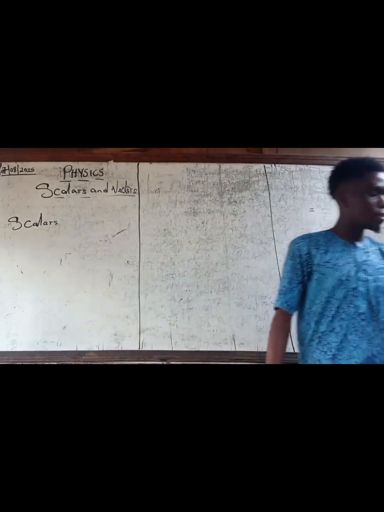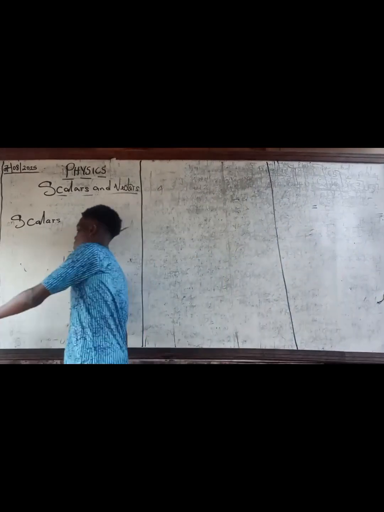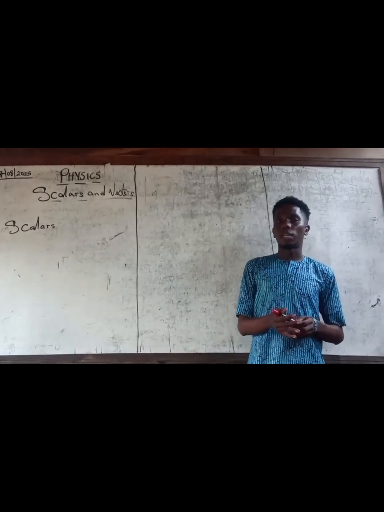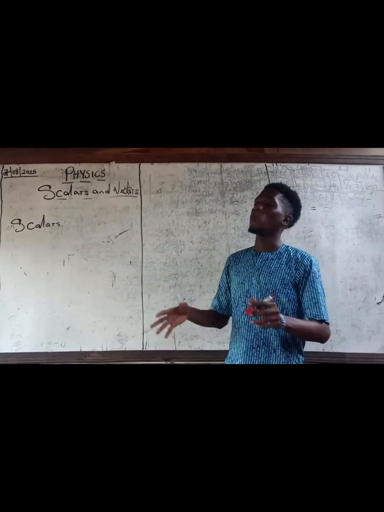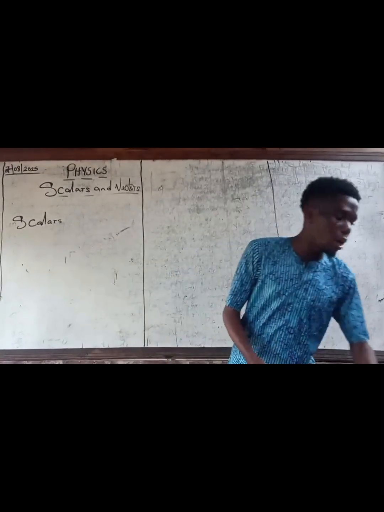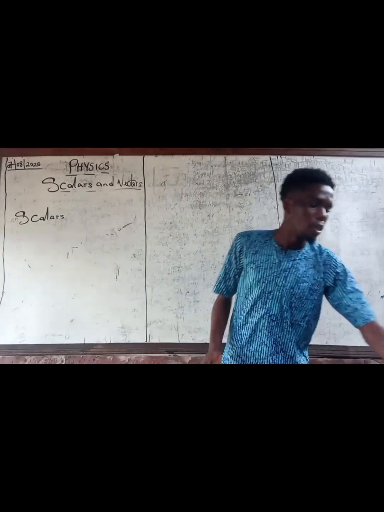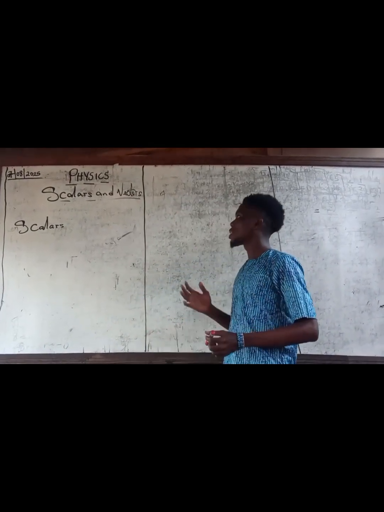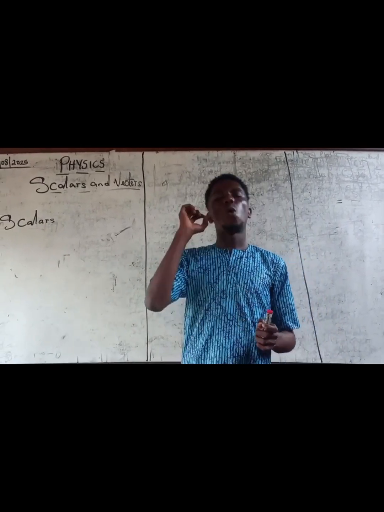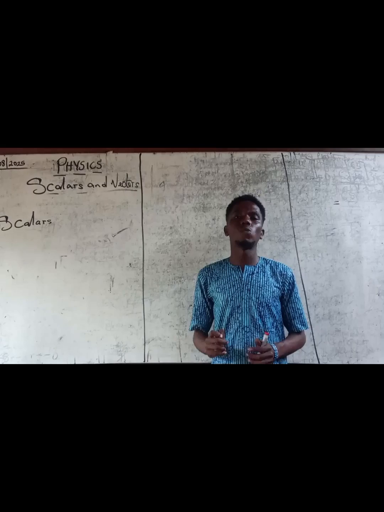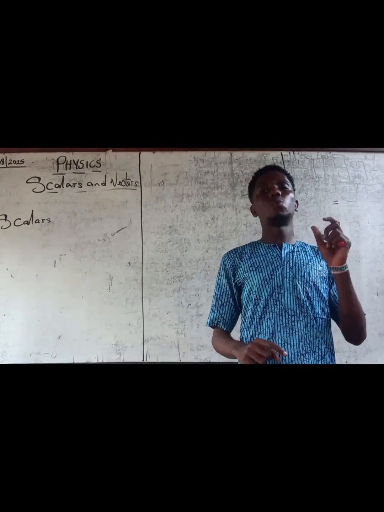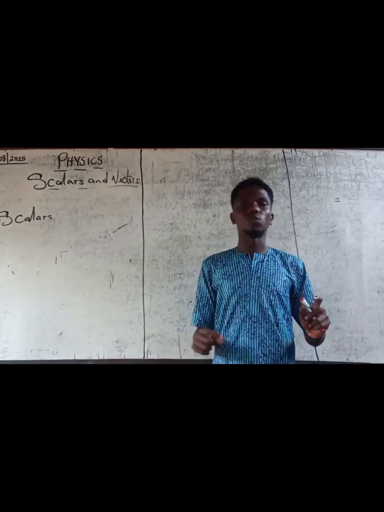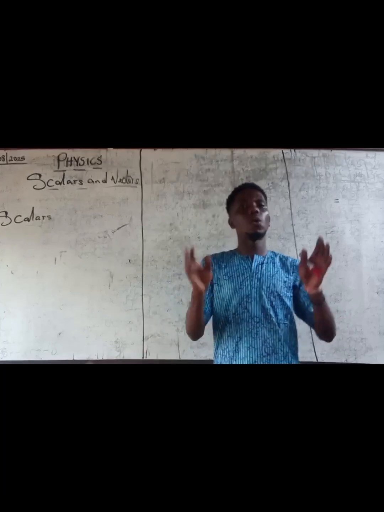Now, in physics, quantities are classified into two. We have the scalar quantity and the vector quantity. To understand the scalar quantity, this is what it means. A scalar quantity is a quantity that has only magnitude. So scalar quantities just have magnitude, they don't have direction.